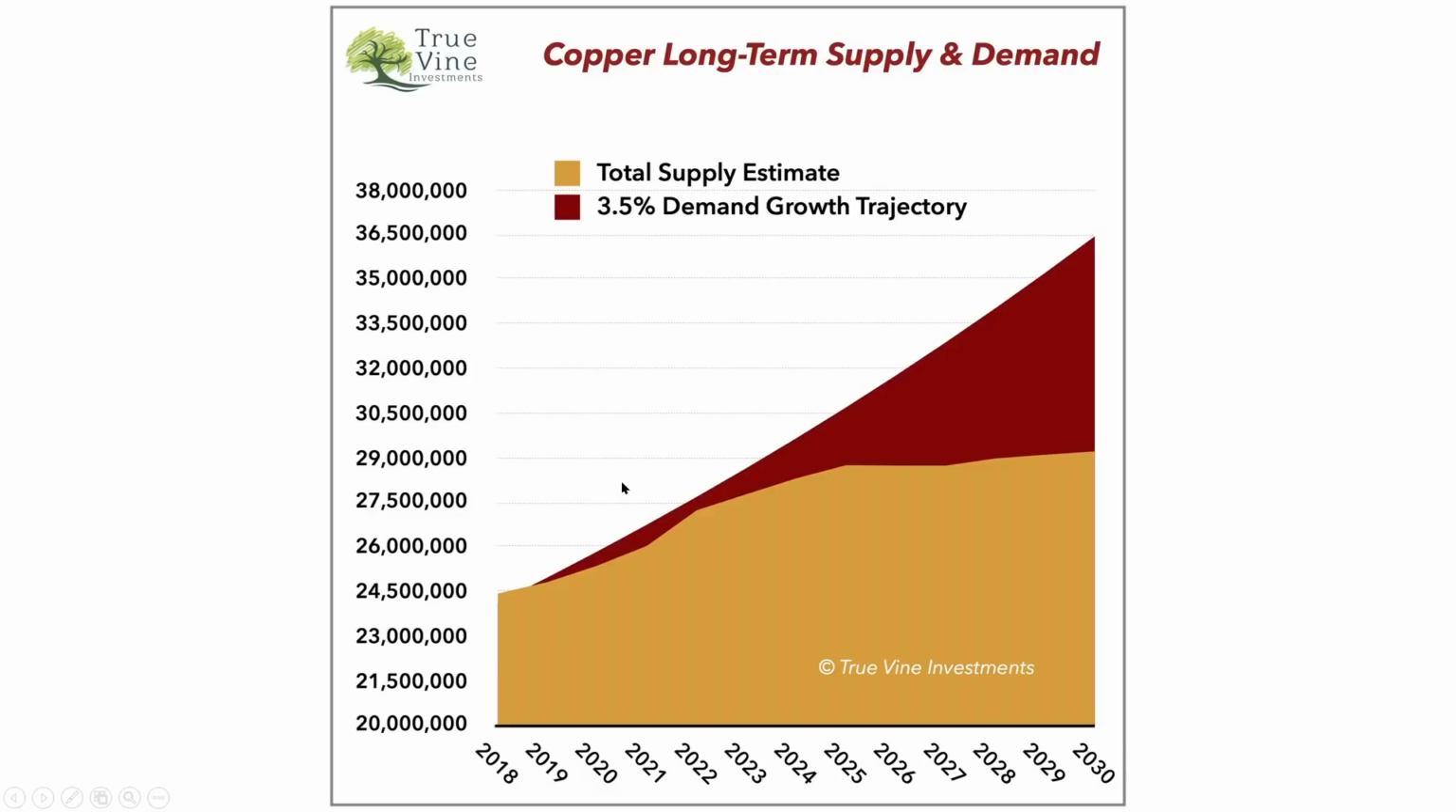Here is copper long-term supply and demand. We are in 2020 and we're already starting to see a little bit of a deficit. So prices should be rising to bring on new supply of copper. And this is what it looks like going forward. This is the 3.5% demand growth trajectory. This is the total supply estimate going forward. And you can see a very large and growing deficit into the future.